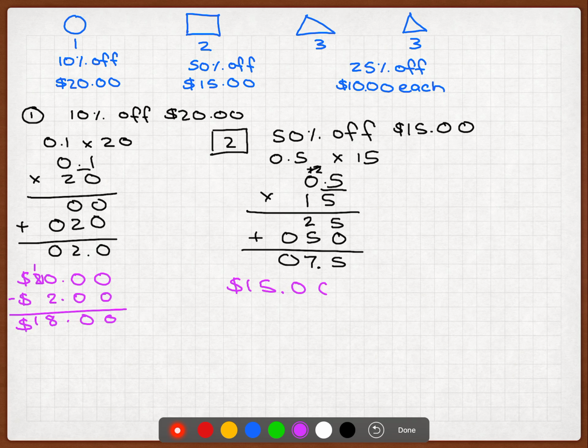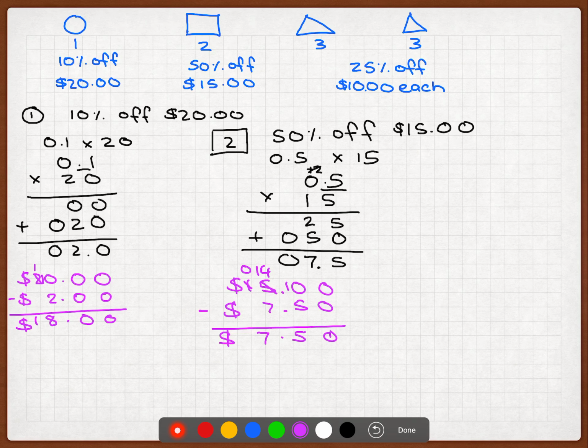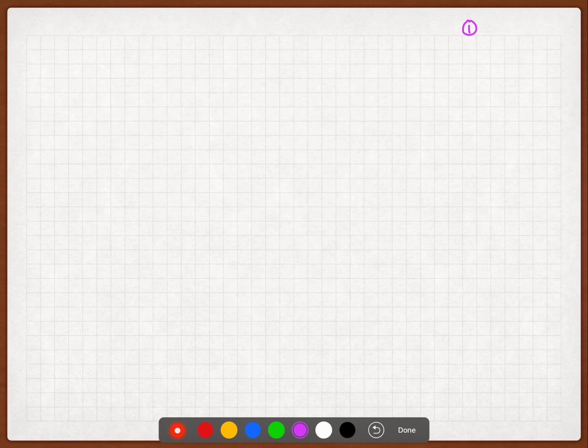We subtract that from the original price. 0 takes 0, and we carry. 10 take 5. Decimal, carry again, 14 takes 7, and we have our new price of item 2. So it's $18 for item 1 and $7.50 for item 2. Okay, I'm going to go to a new page and I'm going to write those ones on the side. Item 1 was $18. And item 2 was $7.50.